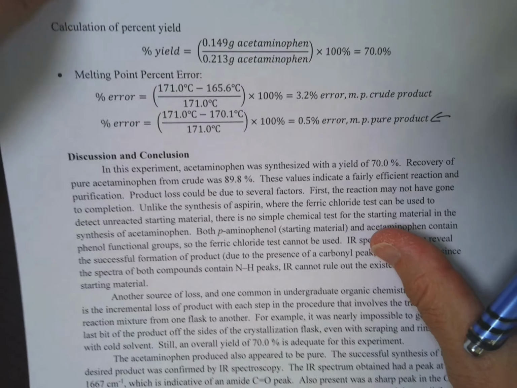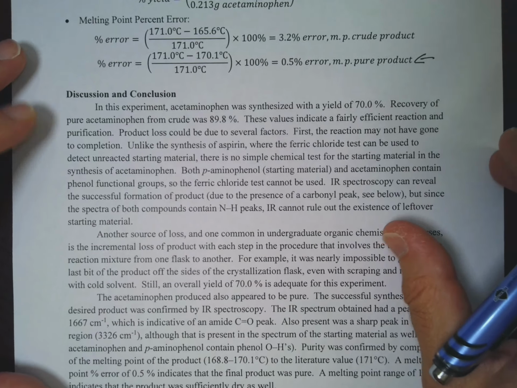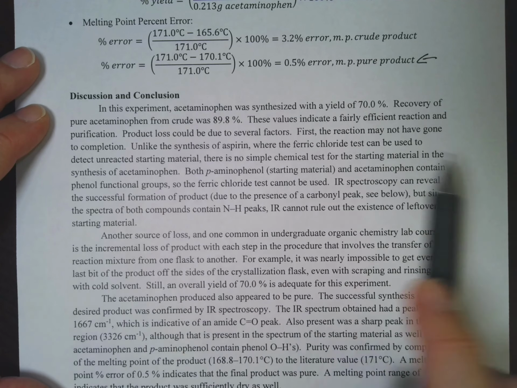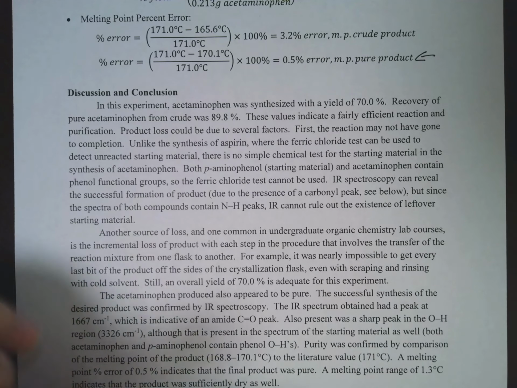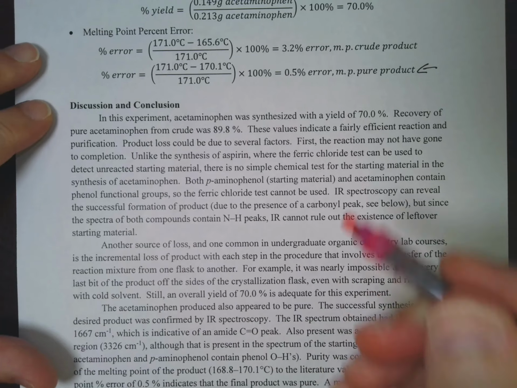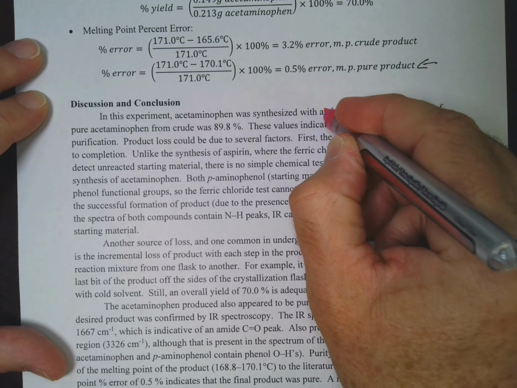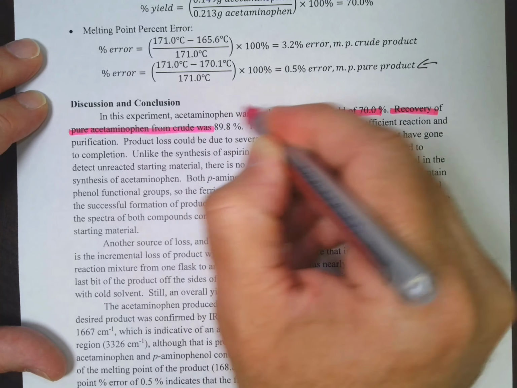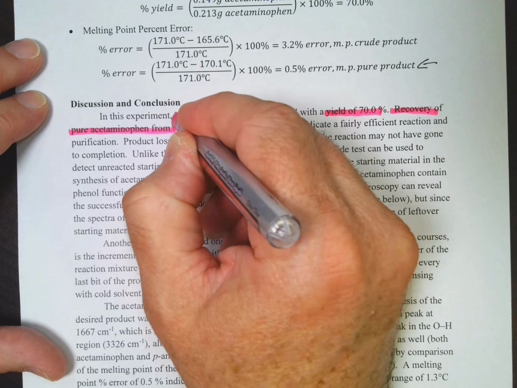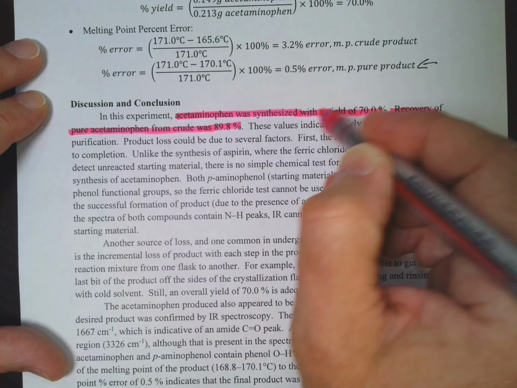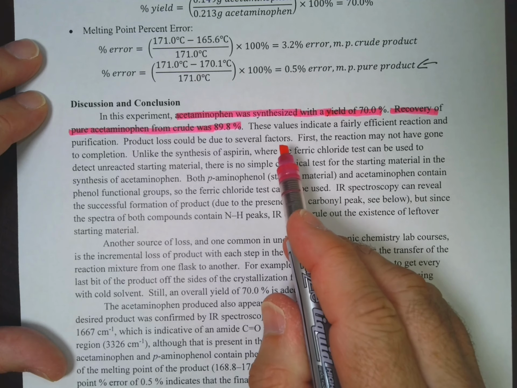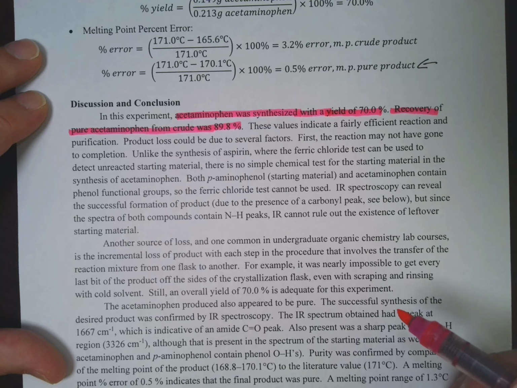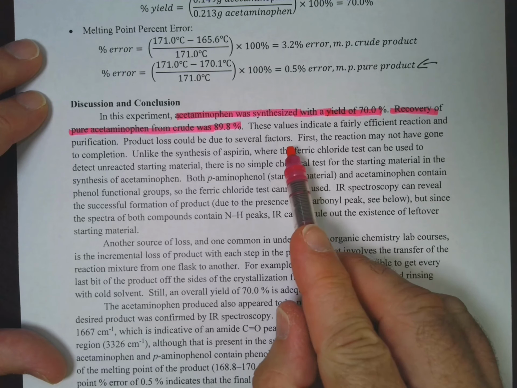Now in my discussion section here, discussion and conclusion, again, I state the results, and I'll highlight results here. So yield of 70%, recovery was 89%. So I said what I did. I synthesized the acetaminophen, I got a certain yield, I got a certain percent recovery.